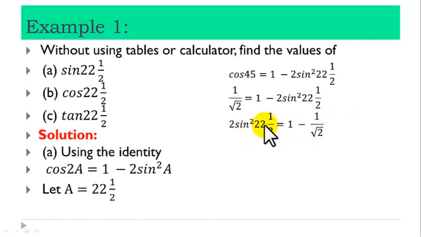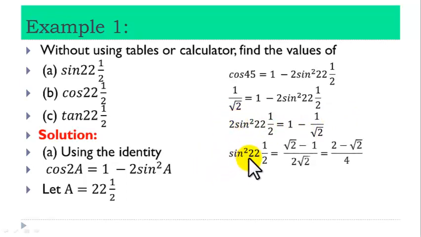Dividing both sides by 2, we obtain sine squared 22 and a half is equal to root 2 minus 1 all over 2 root 2. Now let us multiply and divide this by root 2. That's, we are rationalizing the denominator, and that will give us 2 minus root 2 all over 4.